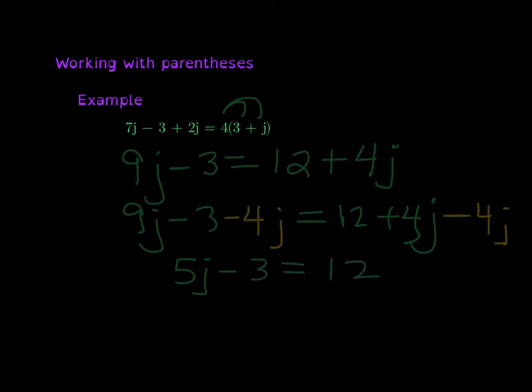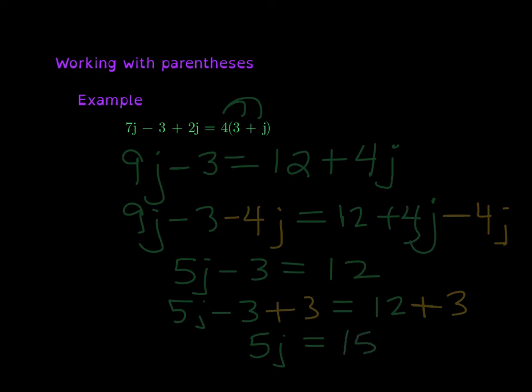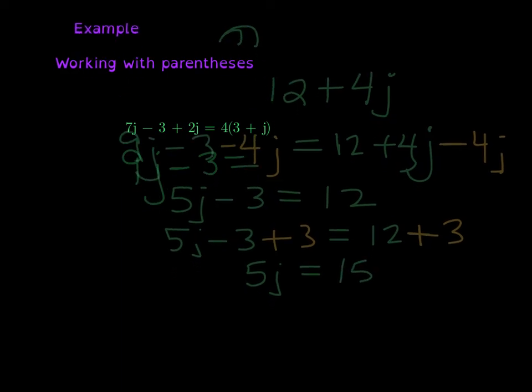Next we want to get rid of the minus 3, so we do 5j minus 3. The opposite of minusing 3 would be to add 3. And we do that to both sides. That leaves us on the left with 5j. 12 and 3 is 15. 5j equals 15. Last but not least, we have to divide both sides now by 5 to get that j by itself, and we end up with j equals 15 divided by 5 is 3.